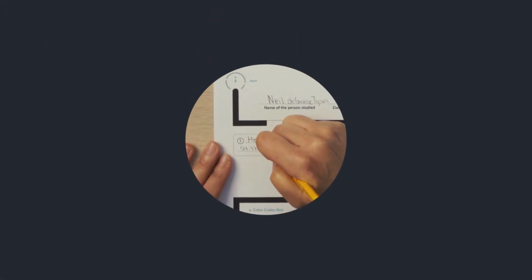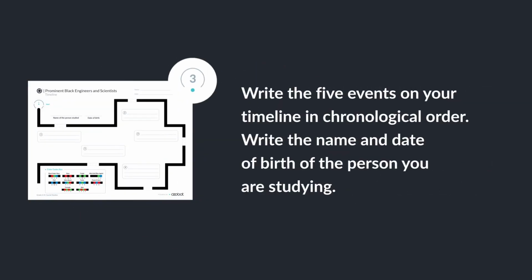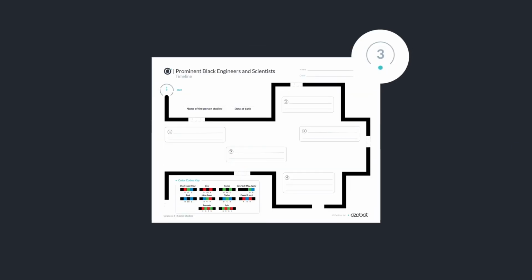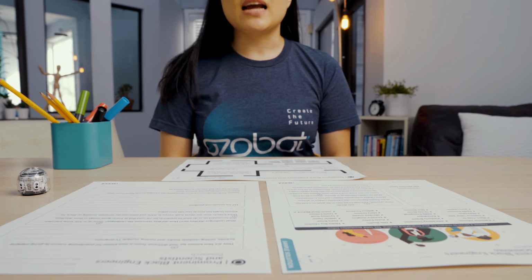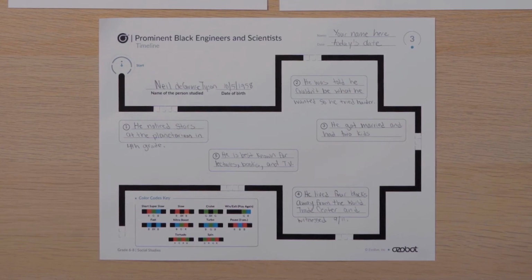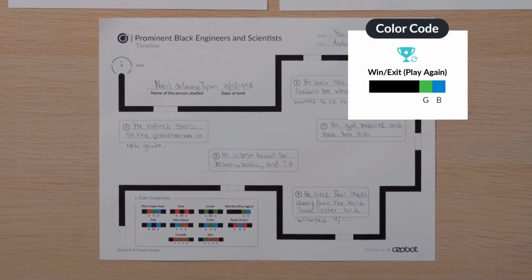Write the events in order on your timeline on page 3 of the activity sheets. Also, write the name of the person you are studying and the date of birth. Now that you've got events in the timeline, you'll add a color code to correspond with each event. First, you'll add the win/exit code at the end of the timeline.